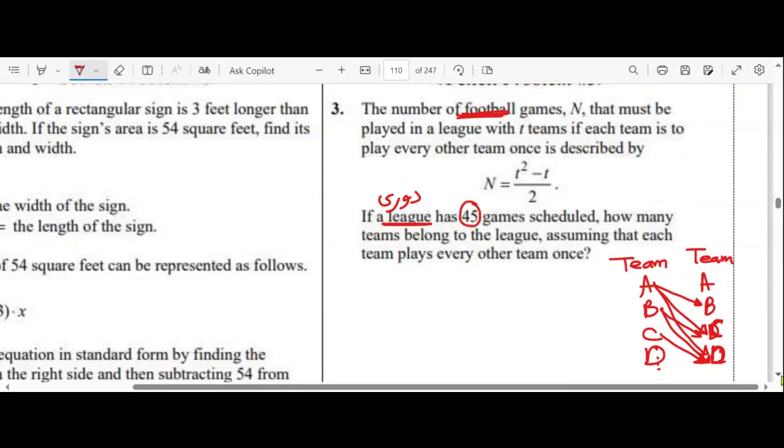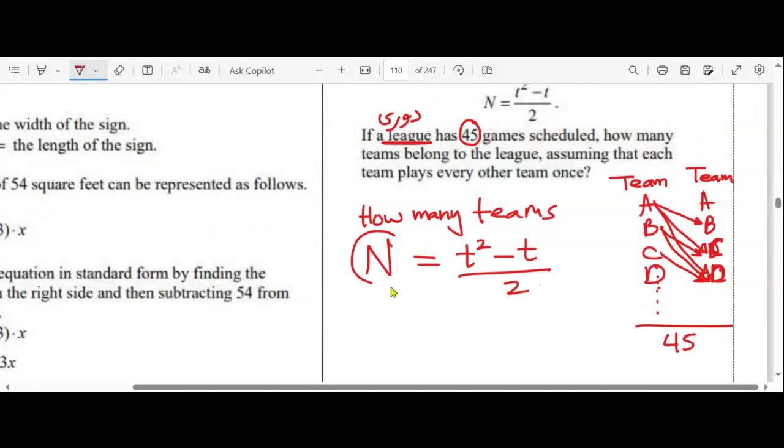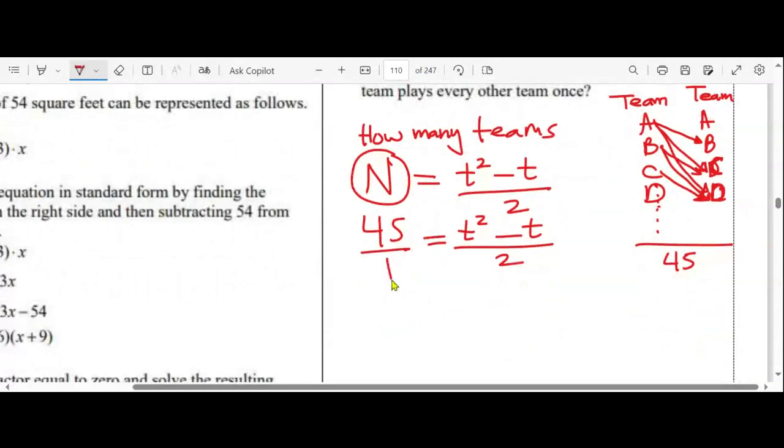So he said that if the whole league plays, how many games? How many teams do we have? How many teams? So he's giving you a formula. He said n equals t squared minus t over 2. What is n? 45. And t is the number of teams, right? So you're going to keep it as it is because we don't know how many teams. We're going to find out now. 2 times 45, how much? 90. Equal what? T squared minus t.